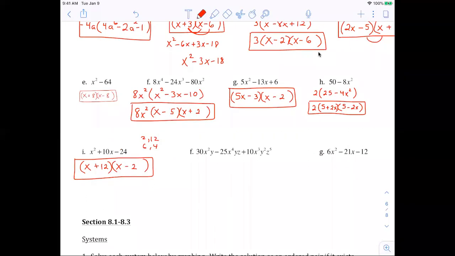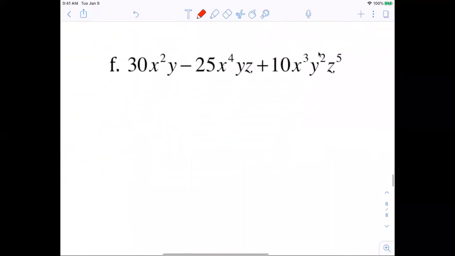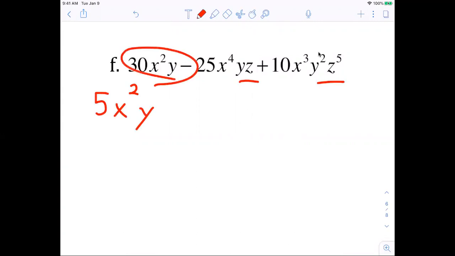All right, for F, I'm going to factor out a common factor. I can see that 5 goes into all the numbers. For our variables, I'm going to use the smallest exponent for the x's, which would be x squared. For the y's would be y to the first. And I cannot factor out a z, even though there's one here and here, there is no z in that term. So that is not a common factor. I can't factor that out.